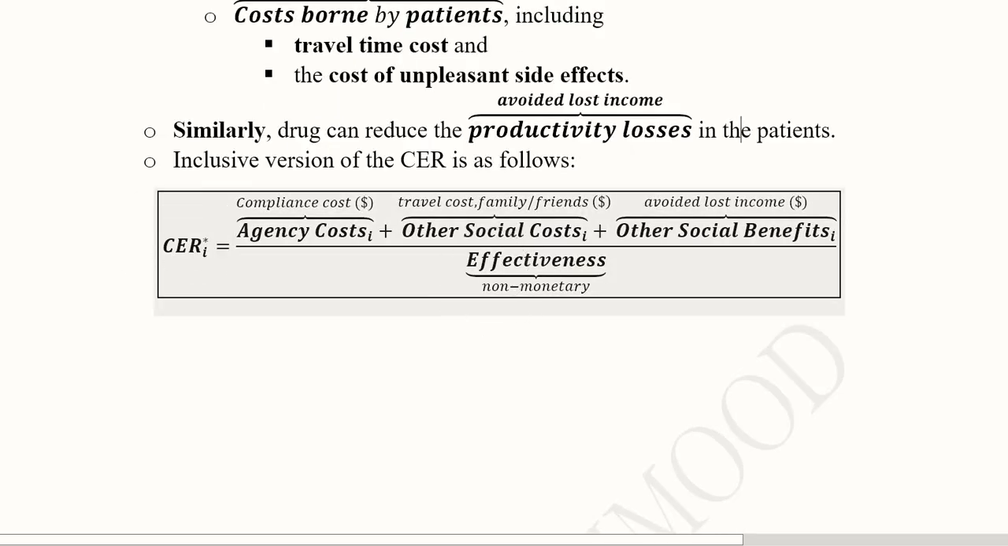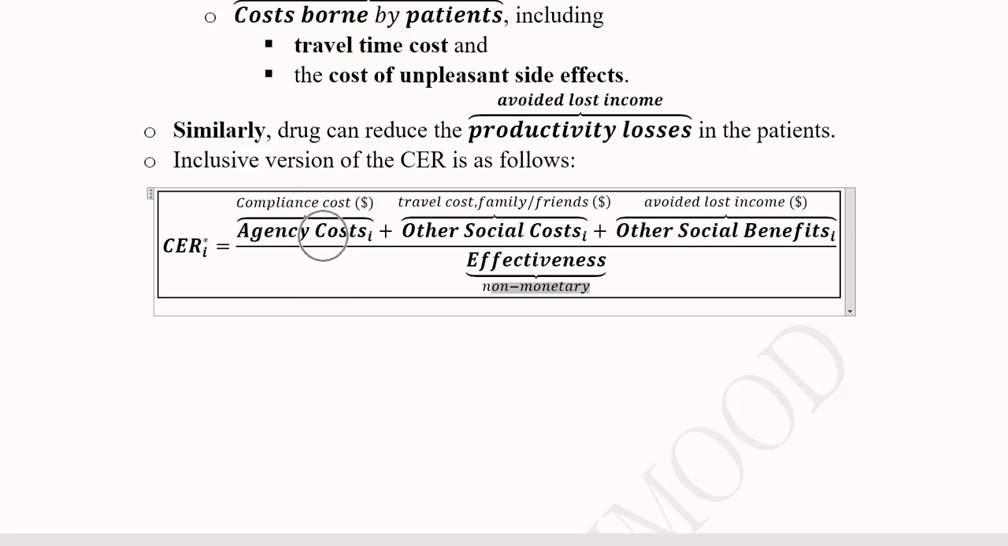So effectiveness is there the way it was before, and we know that it's not monetary in nature. And the costs, they have been there before, the costs that are incurred by the agency, the state. But in addition to these dollar costs, the other social costs are there that we overlooked before. That is the travel cost to the patients, and also the family and friends costs that they face, because people will have to take care of the patients. So the friends and the family, they will also face costs.